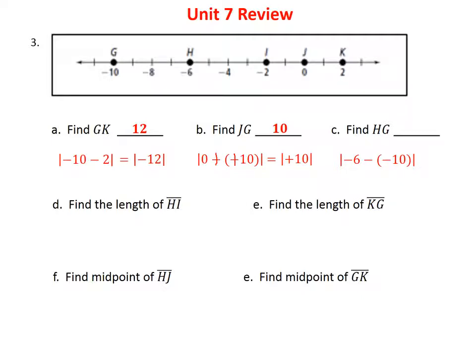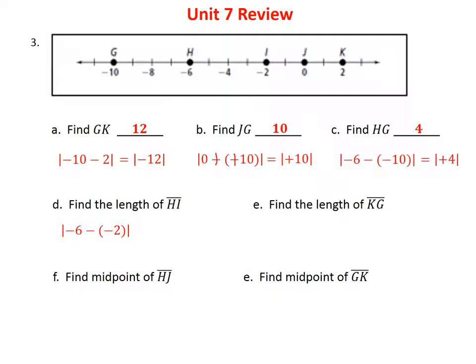HJ, H is negative 6 and G is minus 10. So minus 6 minus a negative 10. Again, subtracting a negative becomes adding the positive. So that becomes negative 6 plus 10 or positive 4. And again, if that's confusing to you, go to H and G and count 1, 2, 3, 4 between them.